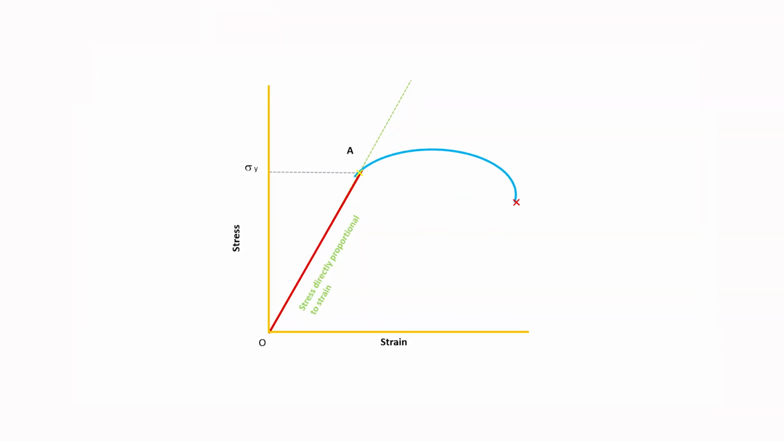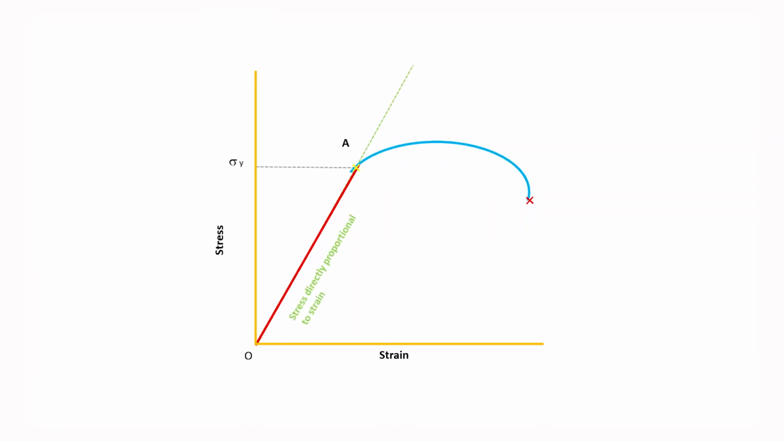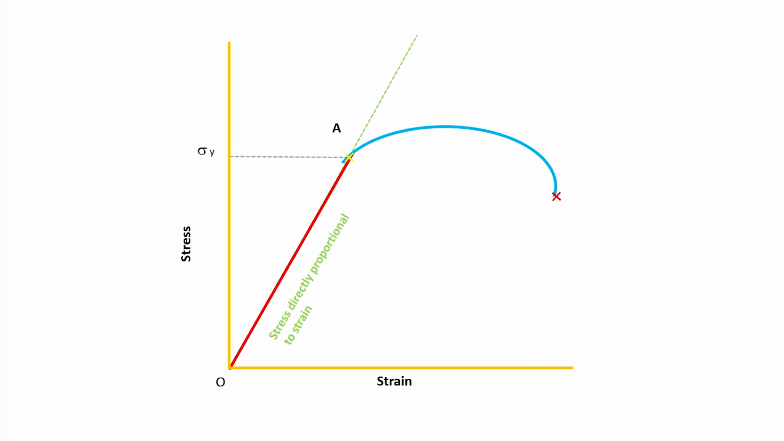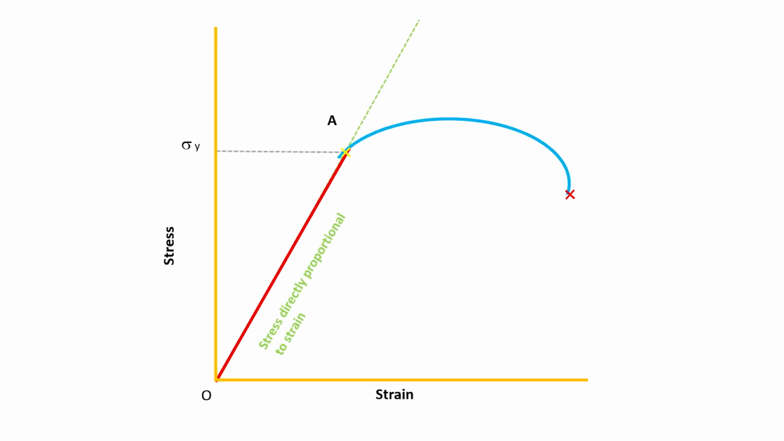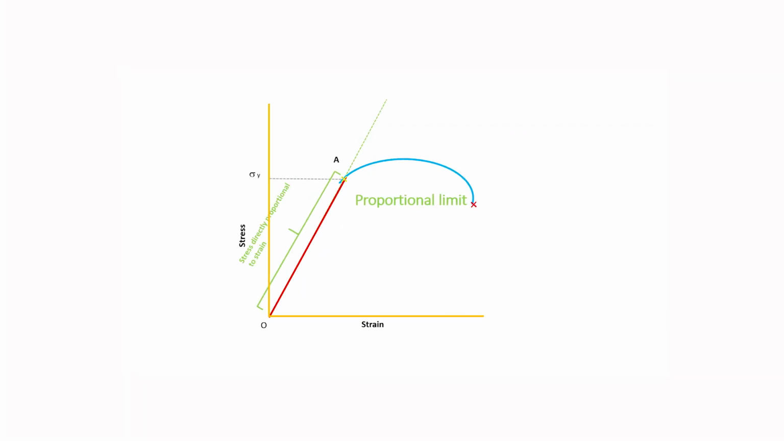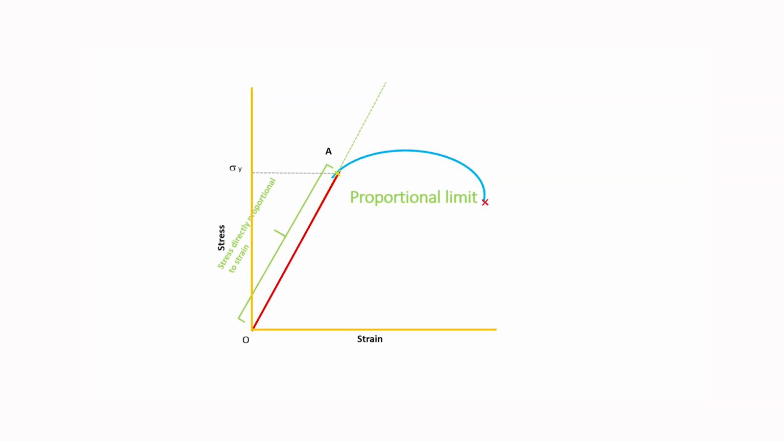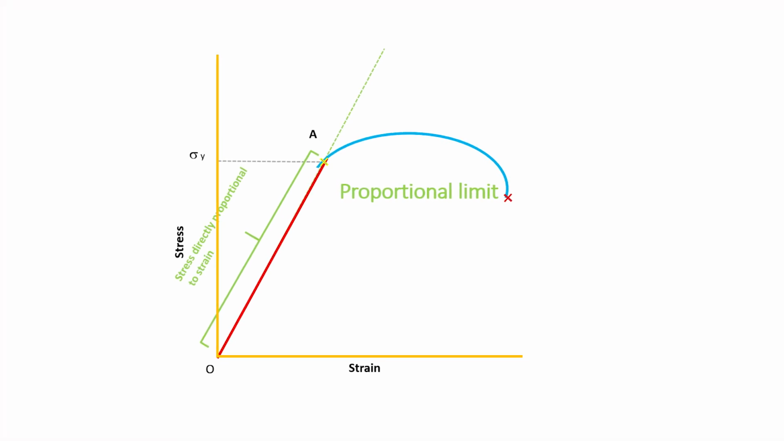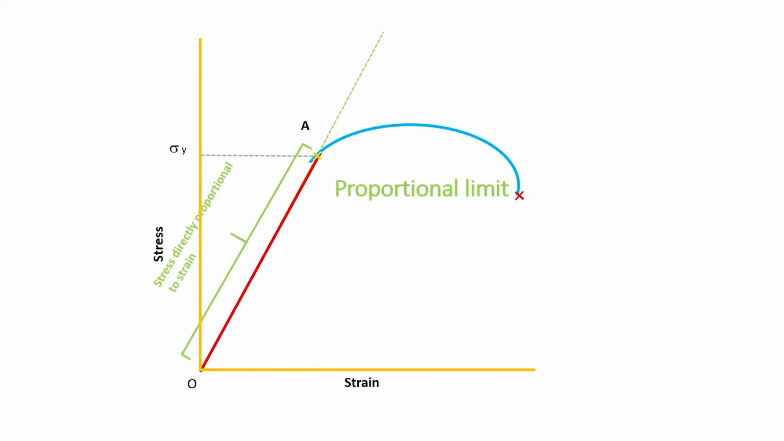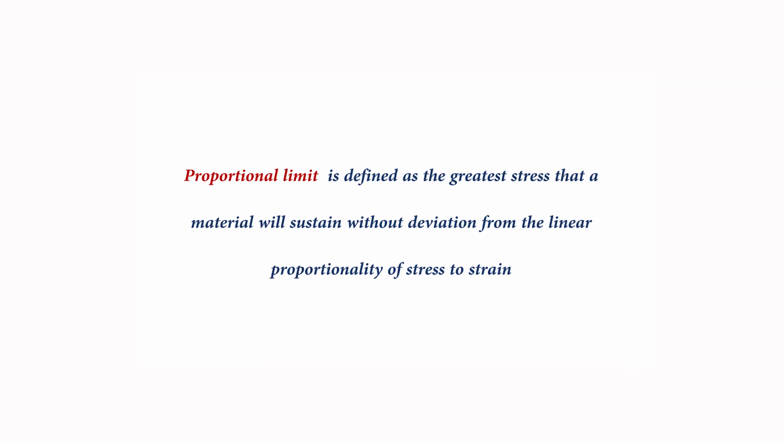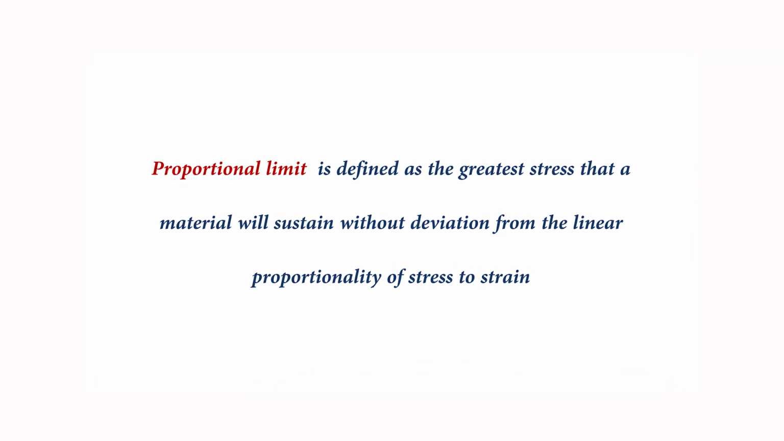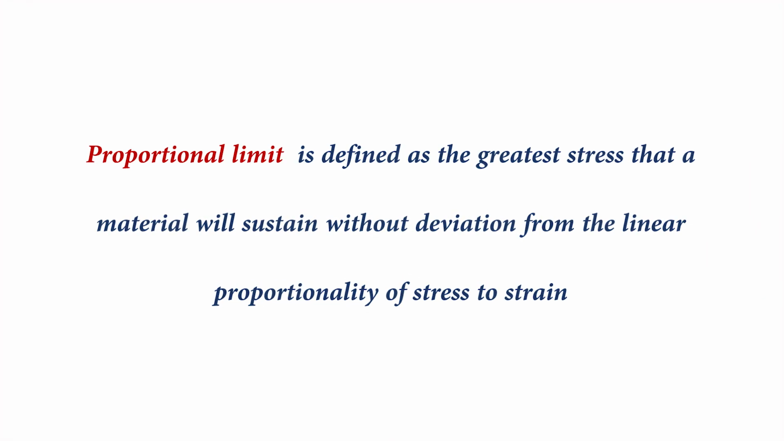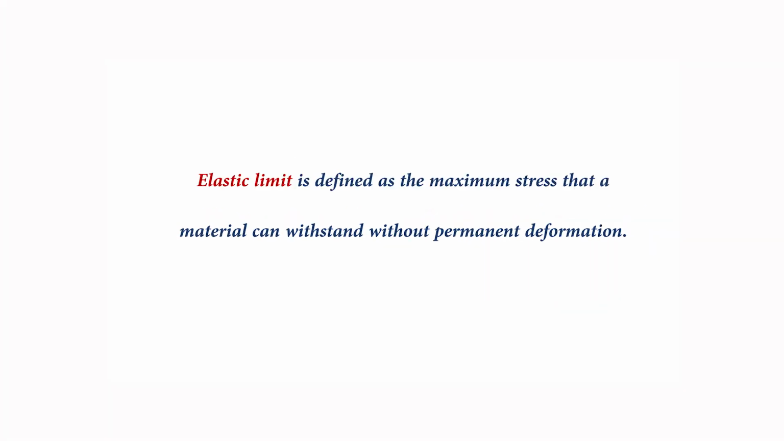As the stress is increased, the strain is increased. In the initial portion of the curve from O to A, the strain is linearly proportional to the stress. When a stress that is higher than the value registered at A is achieved, the strain changes are no longer linearly proportional to the stress changes. Hence, the value of the stress at A is known as the proportional limit. Proportional limit is defined, therefore, as the greatest stress that a material will sustain without deviation from the linear proportionality of stress to strain.